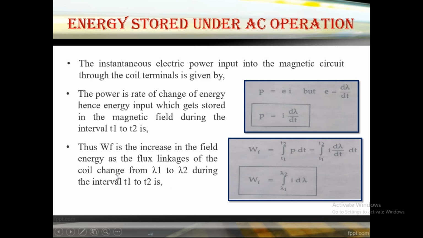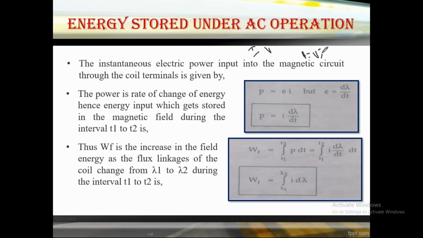Right, now we'll see how the energy will be stored when we apply the AC supply. Energy is nothing but power. So far we have studied about current and voltage, but now in this concept we are going to study about power. So what is the formula for P? P is equal to VI.